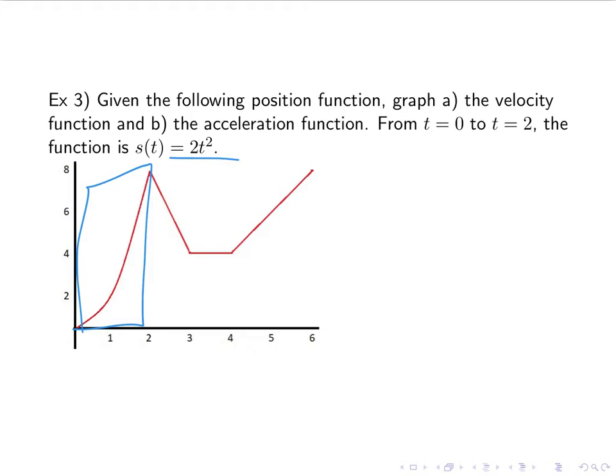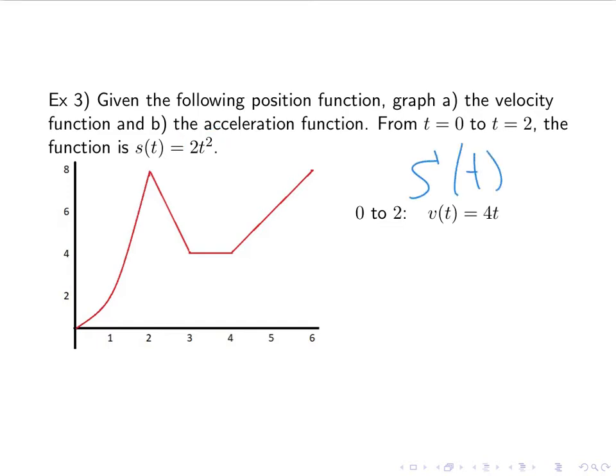So when I'm looking for the velocity, remember the velocity is the derivative of position. So I'm just looking for the slope of those guys. I don't need to know the exact formula, I just need to look for the slope. So we'll start from 0 to 2. Again, we know that it's 2t squared, so I just need to differentiate that, and that's just the power rule. So 2t squared becomes 4t. So the velocity, which again is s prime of t, is just 4t.